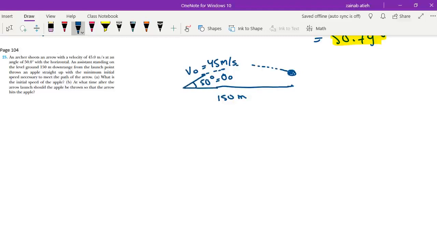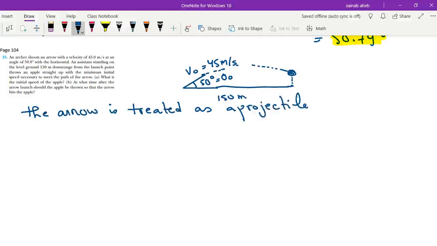First, I'll try to find the coordinates of the point of meeting between the arrow and the apple. We have x, for sure x is 150 for the point of meeting. I will try to find y. How do I find y? Using the equations of the projectile. For sure the arrow is treated as a projectile. I will try to find y and I have x.